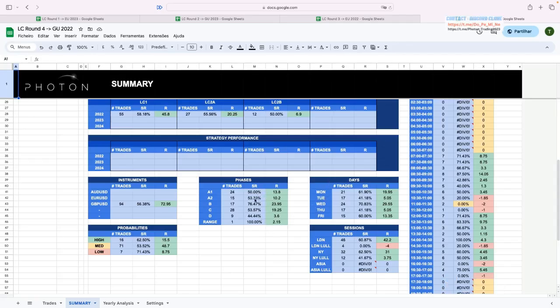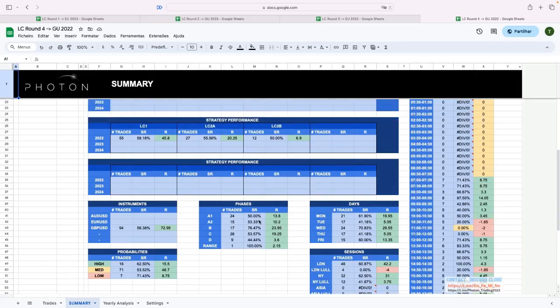In terms of phases, I don't have anything to say, to be honest. Phase D was not the best, but I have 4 rounds. I can see all of them. If I combine everything, I know that it's still worth getting involved. Sometimes the year is not as good. I remember this year, 2022 for GU, was not an easy year, so I don't mind still taking this.